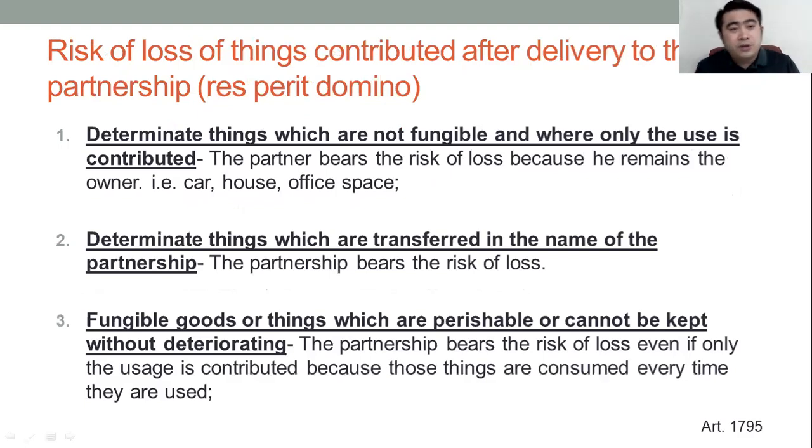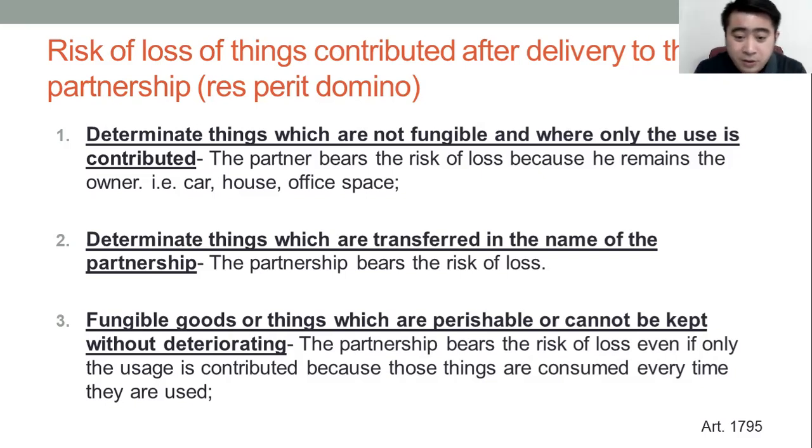So let's talk about risk of loss of things contributed after delivery to the partnership. So class, let's remember in oblicon the rule of res perit domino. The thing perishes with the owner. So class, let's not forget the concepts that we learned in oblicon. Number one, determinate things which are not fungible and where only the use is contributed. So class, what is fungible?